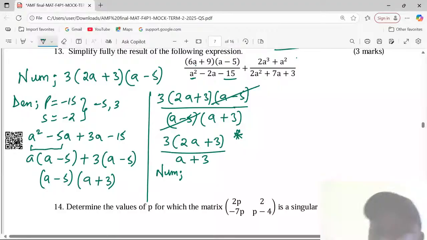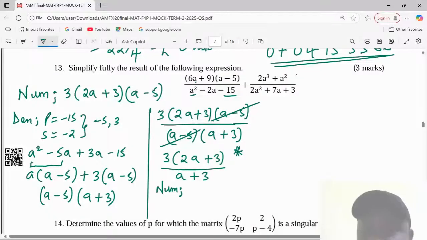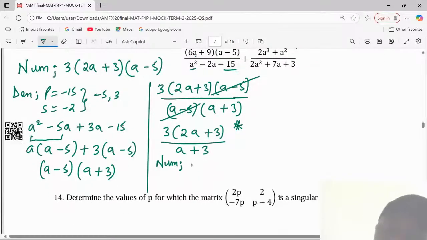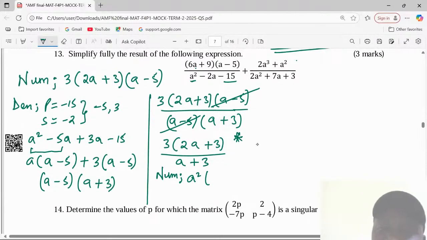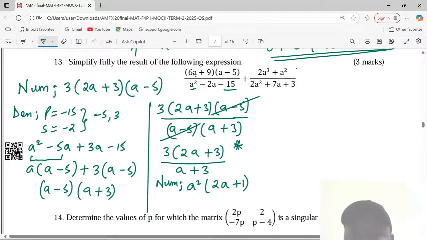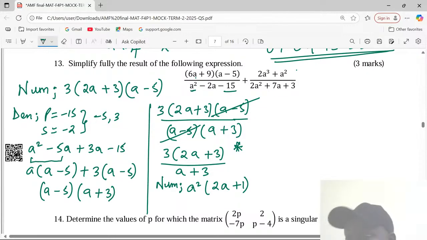The numerator on the right hand side is a squared. When we factorize a squared, we shall remain with 2a plus 1. What about the denominator? The denominator is quadratic.